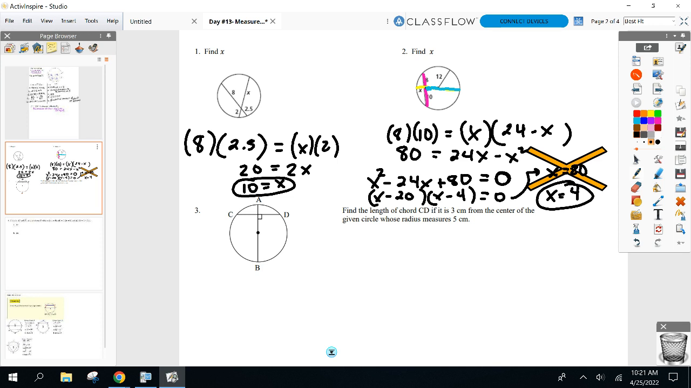Chord CD. Find the length of the chord. Ooh. If it's 3 centimeters from the center. Can you put a 3 somewhere for me? Chord CD is 3 centimeters from the center. And yes, you can assume that black dot is the center. So hopefully we're throwing a 3 spot right here, 3 centimeters from the center. Radius of 5. Can you throw the 5 on there anywhere? Right from the center to B.